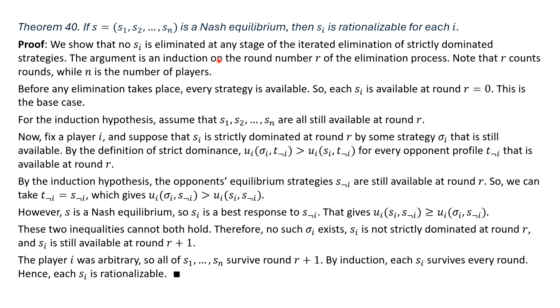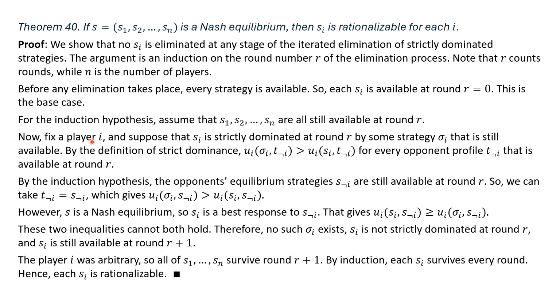The argument is an induction on the round number of the elimination. Note that r counts rounds, while n is the number of players. Right? There's a strategy here for each player. Before any elimination takes place, every strategy is available. So each S sub i is available at round r equals 0. This is the base case for the induction. So our induction hypothesis assumes that S1, S2 up to Sn are still available at round r. In other words, at the beginning of round r, before we've done another elimination.